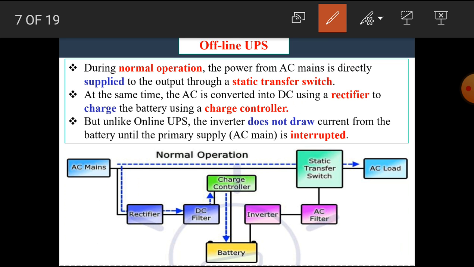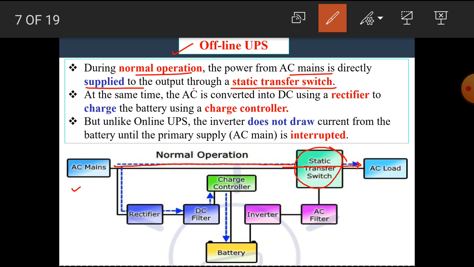Let's see the operation of the offline UPS in two modes, in normal operation and in power failure mode. During normal operation, the power from AC mains is directly supplied to the output through a static transfer switch. That means during the normal operation, this is the AC mains, and the power is directly given to the AC load through this static transfer switch.